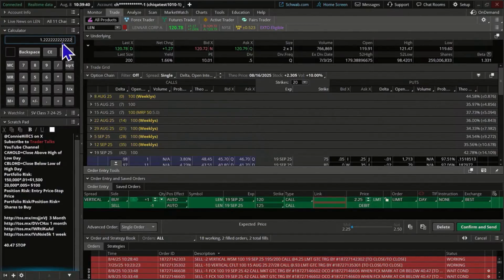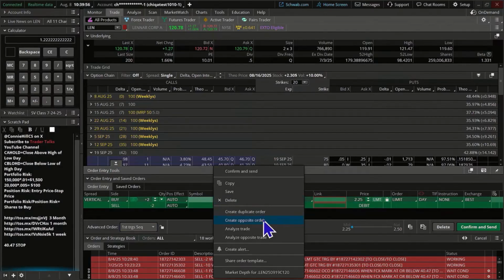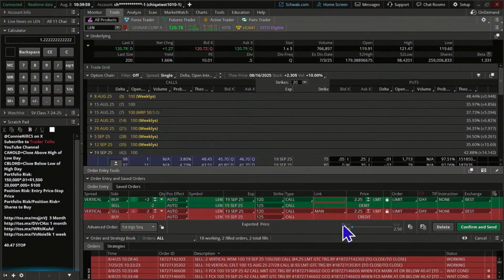Yeah, let's structure a trade that might be a little bit more aggressive. And I am going to lock that in. Okay. We can do 2 contracts. Awesome. We're going to do 2 contracts here. We'll do our typical first trigger sequential. We'll do create opposite order. And we're going to put in a target.